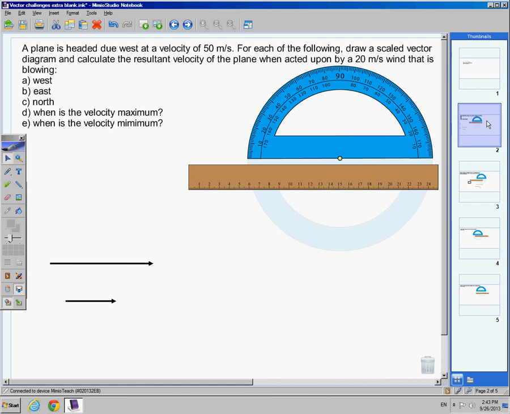So it says a plane is headed due west at a velocity of 50 meters per second. For each of the following, draw a scaled vector diagram and calculate the resultant velocity of the plane when acted upon by a 20 meters per second wind that is blowing. A says west, B says east, C says north, D says when is the velocity maximum, and E says when is the velocity minimum. So if you are going to try it on your own, stop the tape now.